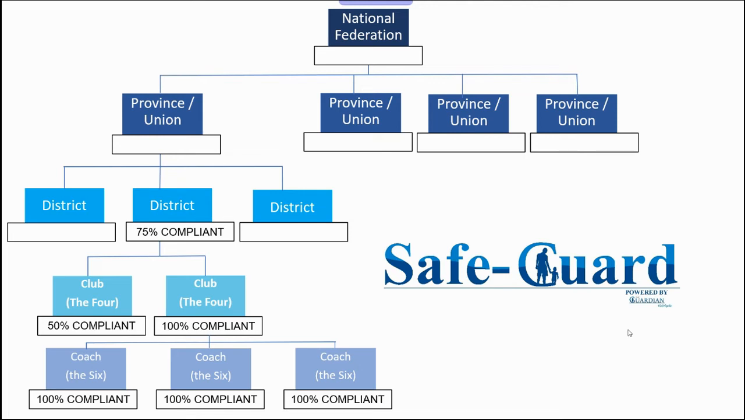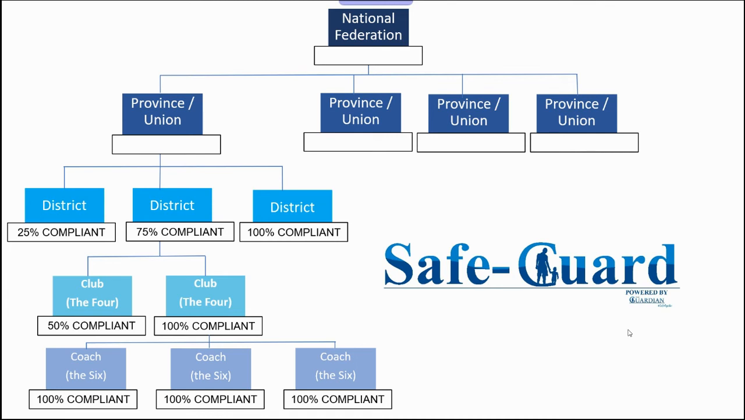Once that district DSO has got all of their clubs up to 100%, well, that district would then be at 100%. And each district DSO would take responsibility for the clubs in their area, and essentially that would then create a percentage of compliance for each district. Much like the districts, the provinces will take responsibility for their districts. And when the provincial DSO logs in to his or her Safeguard profile, they would at a glance be able to see their districts. And they could even drill down into the clubs within their province.